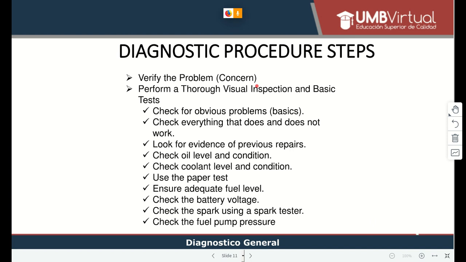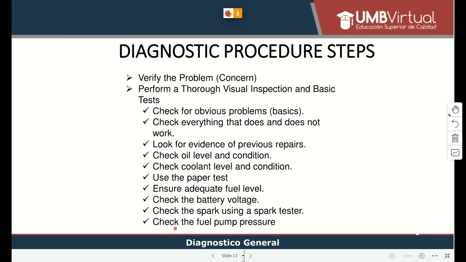So just to summarize some very basic diagnostic procedures: we have the concern, the problem, reproduce the fault, and perform a visual inspection. That could be part of the very basic diagnostic procedure. Check for obvious problems, look for evidence of previous repairs, check oil level and condition. Normally nowadays there are intelligent options, called intelligent monitoring, that check the oil level for you. Check all the fluids basically, ensure adequate fuel level, check battery voltage, use a spark tester, check fuel pump pressure.